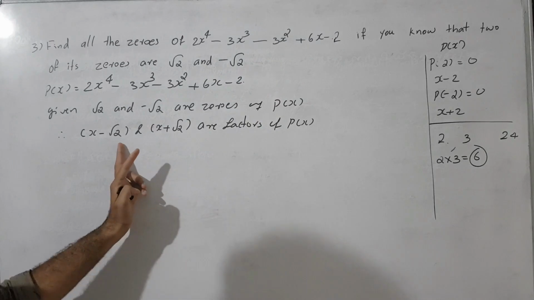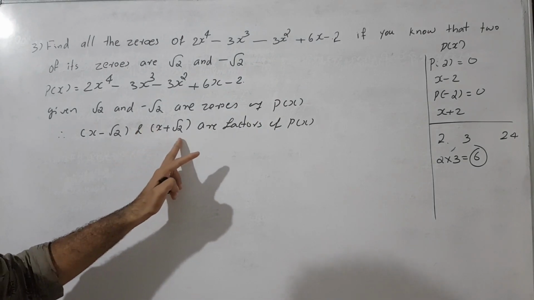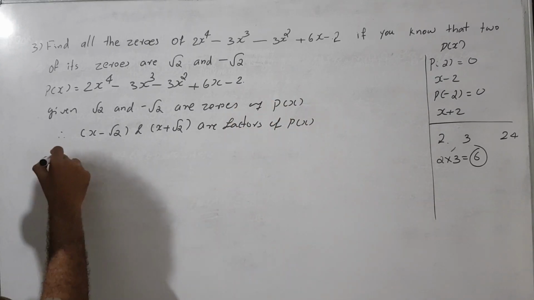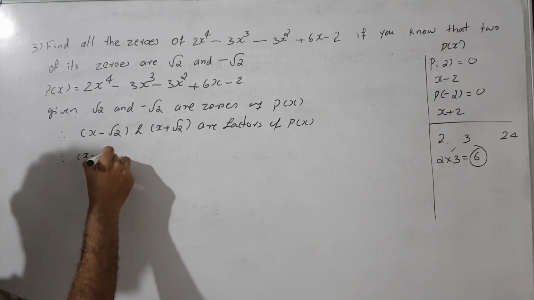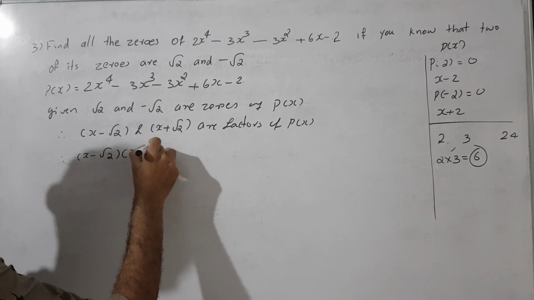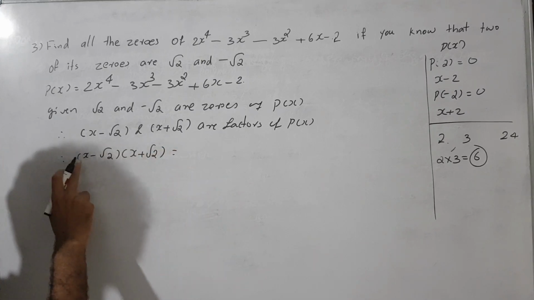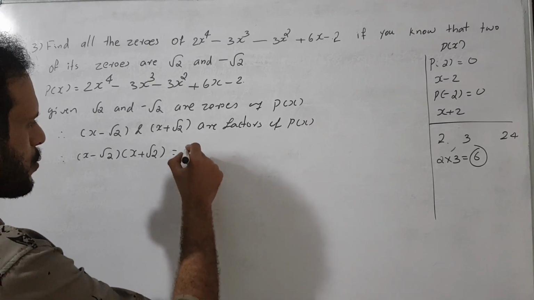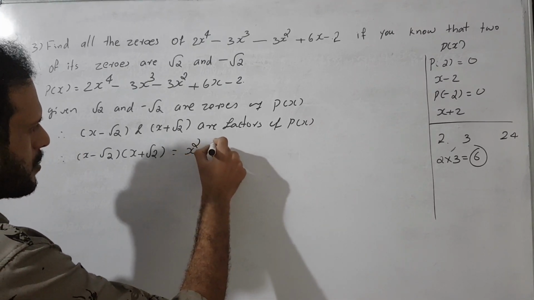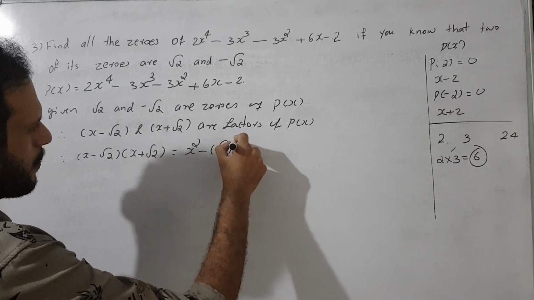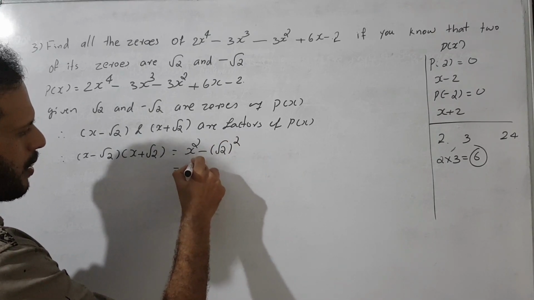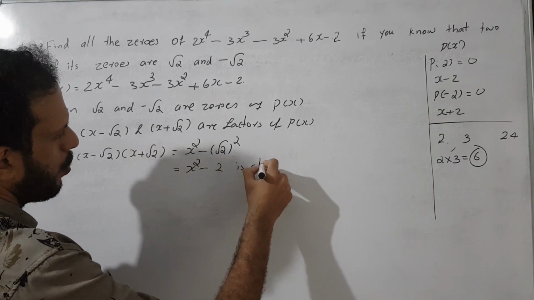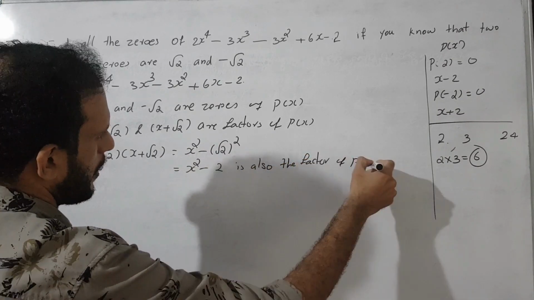x minus root 2 is a factor and x plus root 2 is also a factor of p of x. Then in the same way, how do we write? Therefore, x minus root 2 into x plus root 2 is in the form of a minus b into a plus b, which is equal to a square minus b square. That is equal to x square minus, what is root 2 square? That is 2. So it is also a factor of p of x.